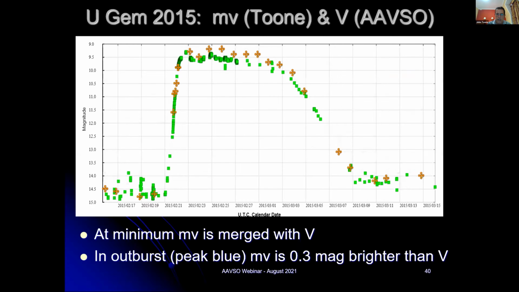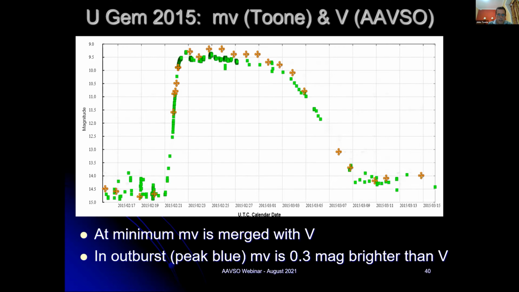Here's another light curve of visual data compared to V. This is a very well covered outburst of UGEM. Sorry, I should get rid of this. I should have done this before. Sorry if that's been obscuring your view.